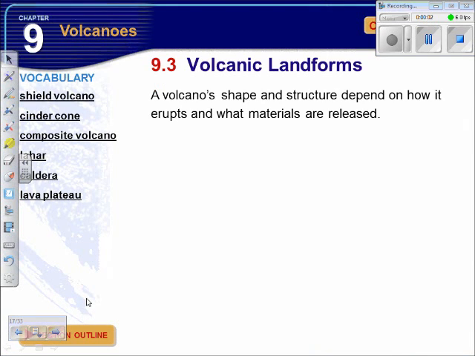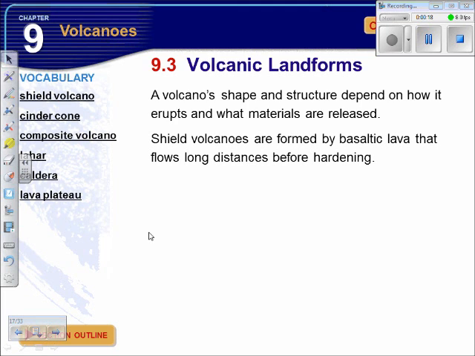This will start the lecture notes for Section 3 of Chapter 9. And in Section 3, we look at volcanic landforms. Volcano shape and structure depend on how it erupts and what materials are released.